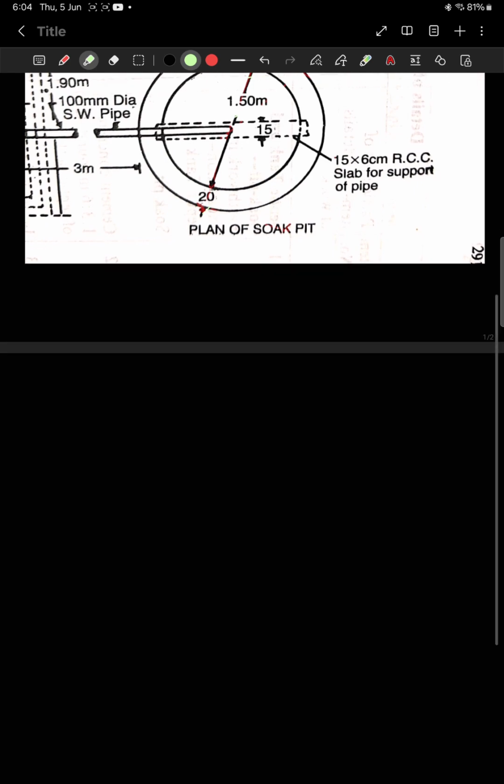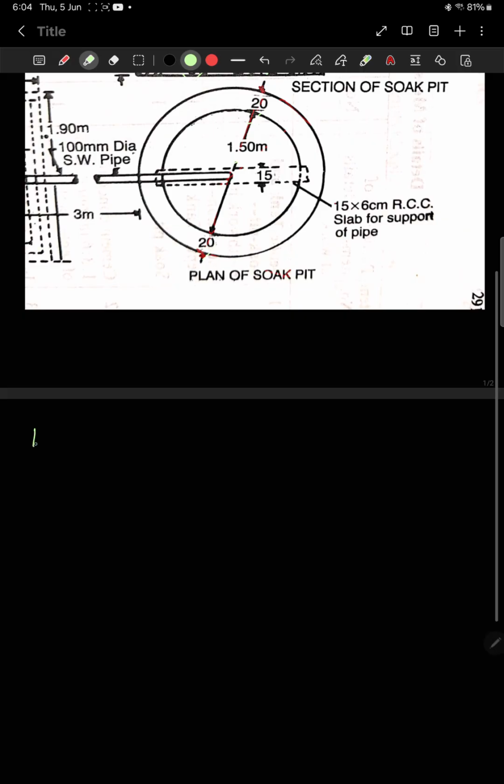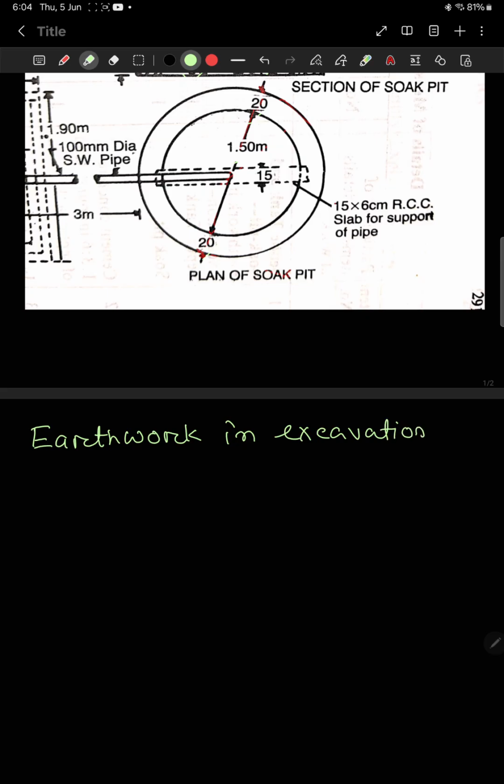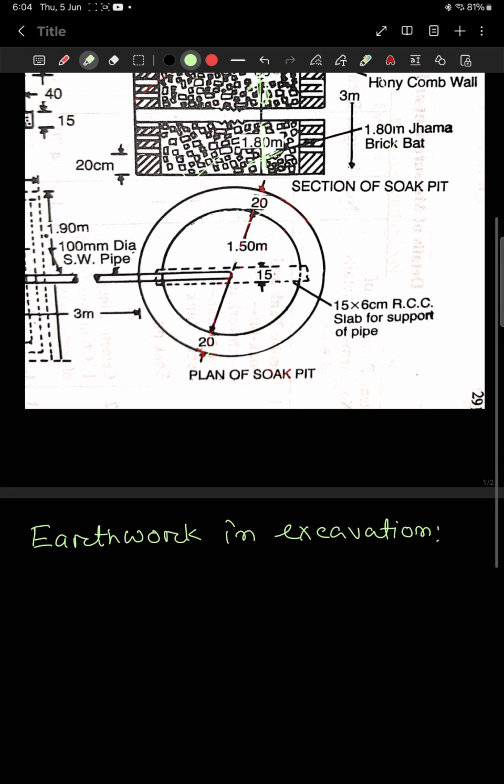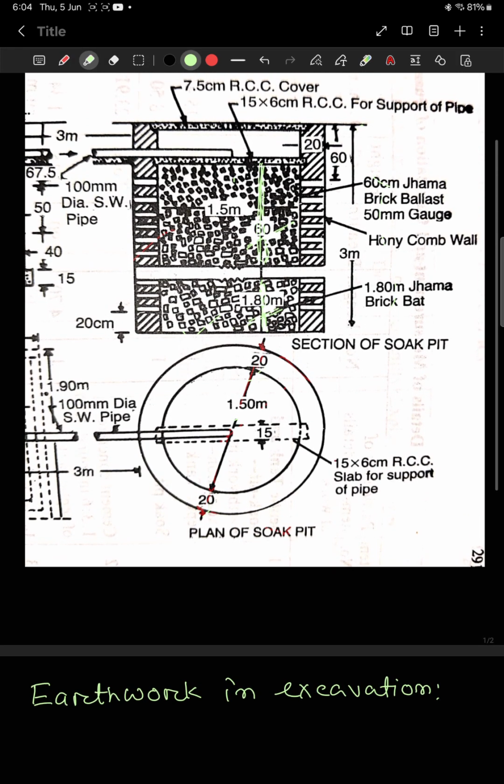So first of all we'll do earthwork in excavation for this particular soak pit. How to calculate earthwork in excavation for a septic tank? We have already done that. So let us calculate the earthwork in excavation for this particular soak pit.